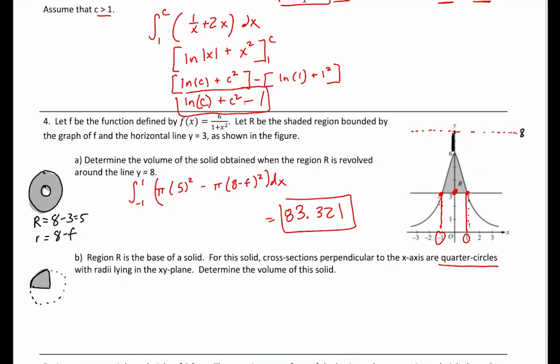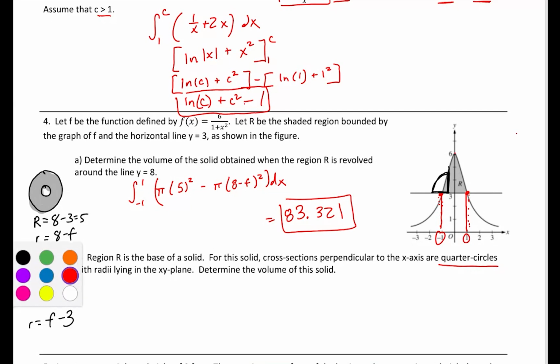So I'm actually going to erase all this, just to make it a little easier to look at. I don't need any of this. In fact, I'll erase that as well. So the quarter circle is, if here's a cross section, something like that. So the radius, the r right here, is just the difference between the two curves, y equals 3 and y equals 6 over 1 plus x squared. So it's just the difference there.